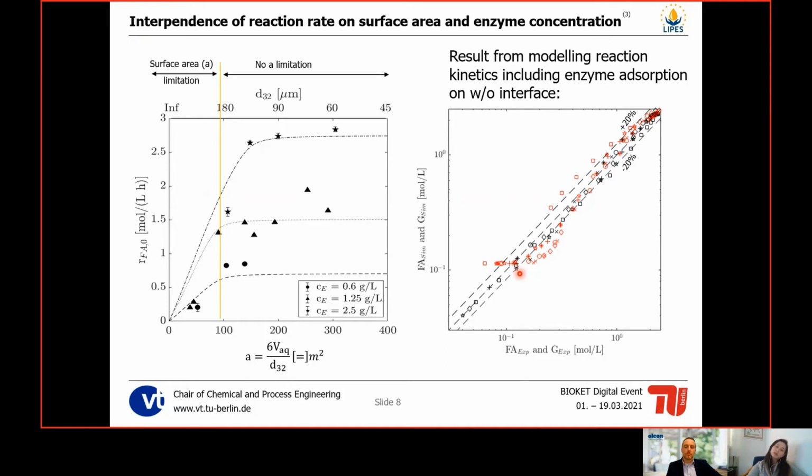I present to you the comparison of the results from the simulation and the experimental results. And these are experiments for different surface areas from different stirring rates at different enzyme concentrations. And you can see that the model is able to predict most of the reaction with this wide range of conditions.